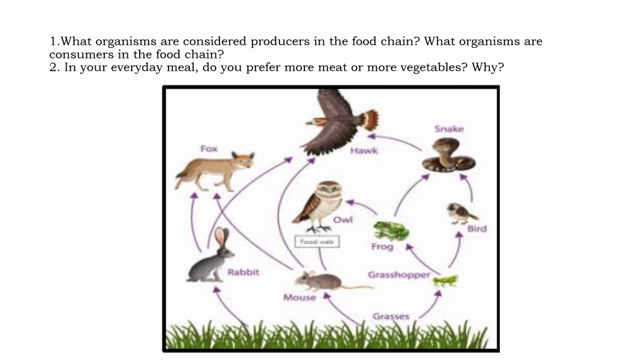So in summary, the flow of energy is from the sun, then to the grass or grasses, then to the mouse or rabbit or grasshopper, then to the snake or owl or fox or hawk.